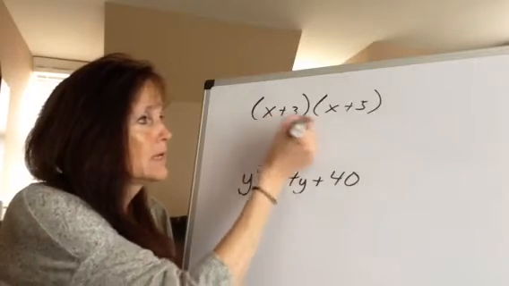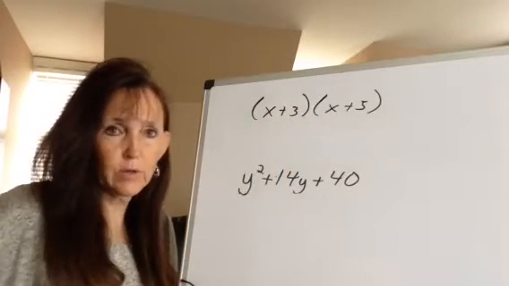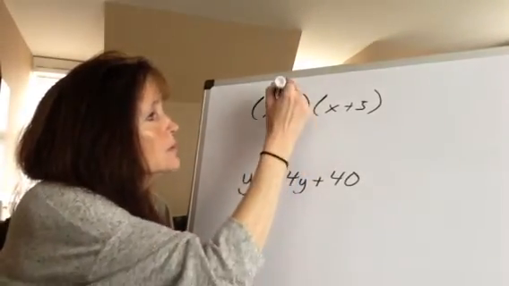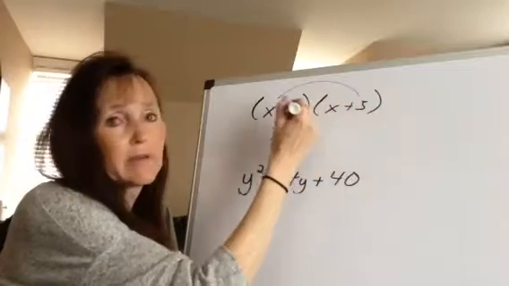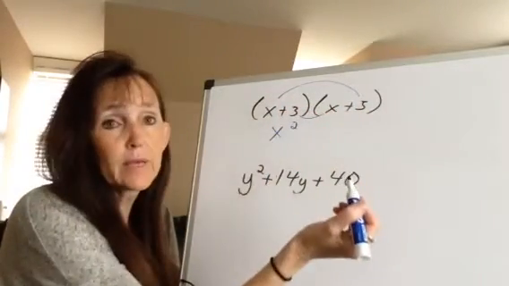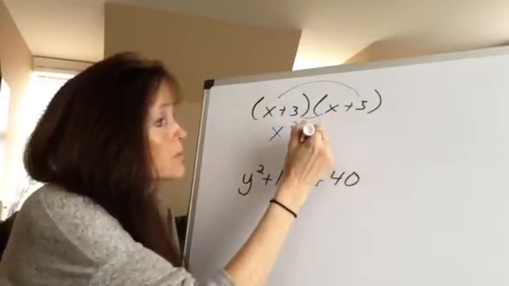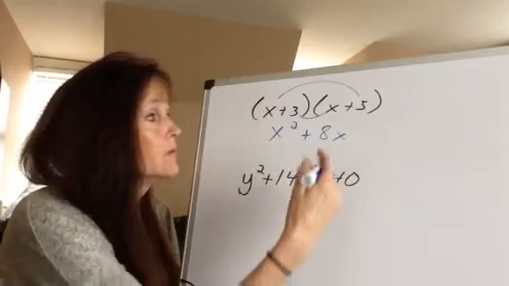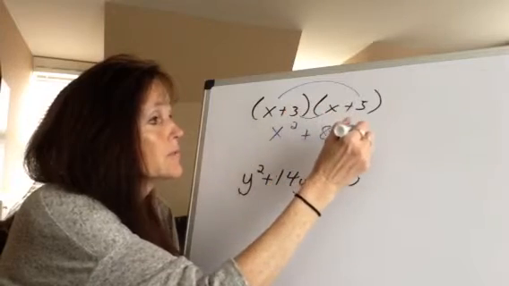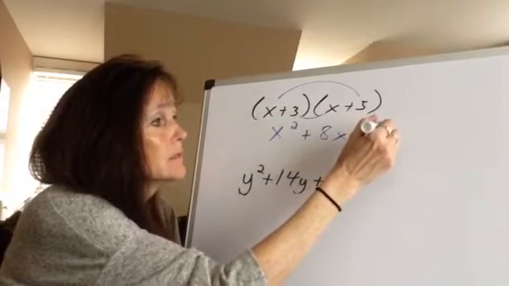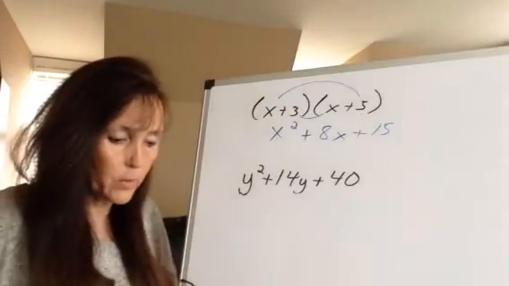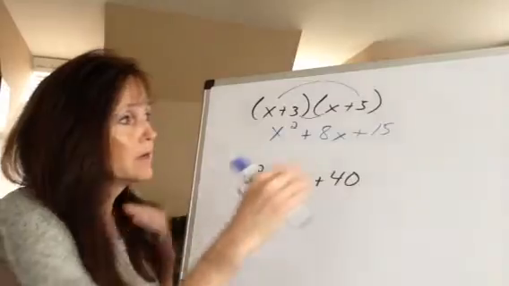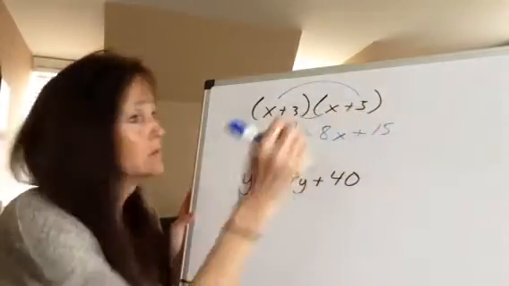So first was x times x, and that gives you x squared. Let's change colors here. And then you do your outer, which is 5x, and your inner, which is 3x, and you would add those together to get your middle term of 8x, outer and inner added together. And then your last, 3 times 5, gave you 15. Alright, it's important today to keep in mind about that middle term being the sum of the outer and inner factors here.